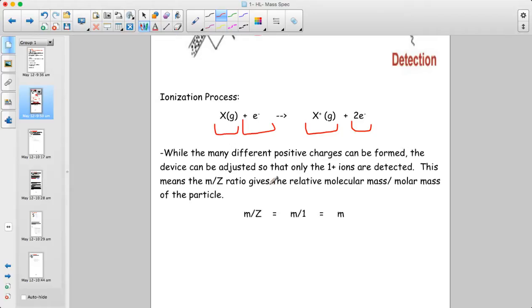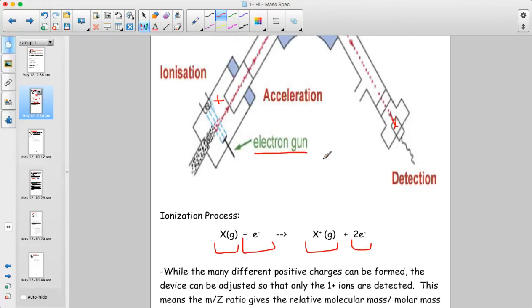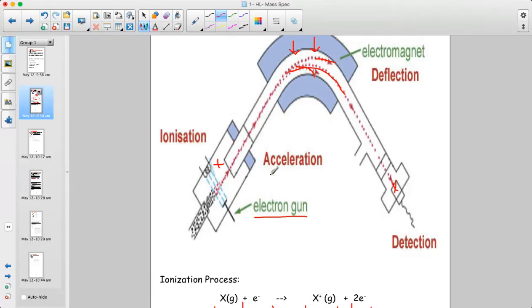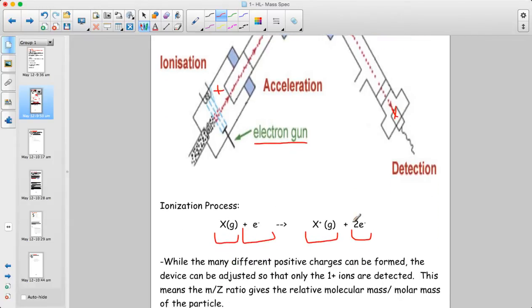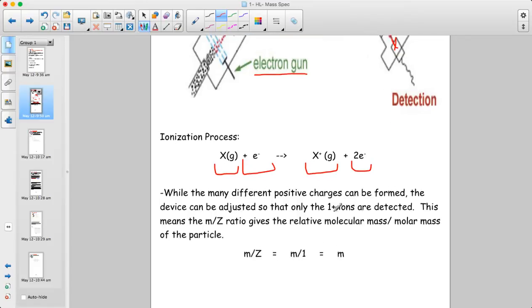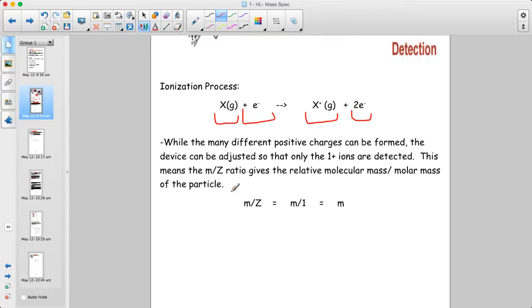You can form 2+ and 3+ ions as well. But the machine can be adjusted until the 1+ ions are the ones that are being detected. And that works because the higher the charge, the more the ions get deflected. So the 1+ ions are the ones that get detected when the magnetic field is at a fairly high strength. So essentially, you could trust that only the 1+ ions are the ones being detected. And the machine actually measures a mass to charge ratio, m/z ratio. But if the charge is 1, if we plug in 1 for the charge, then the mass to charge ratio really just gives us a mass, or a relative atomic mass, a relative molecular mass.